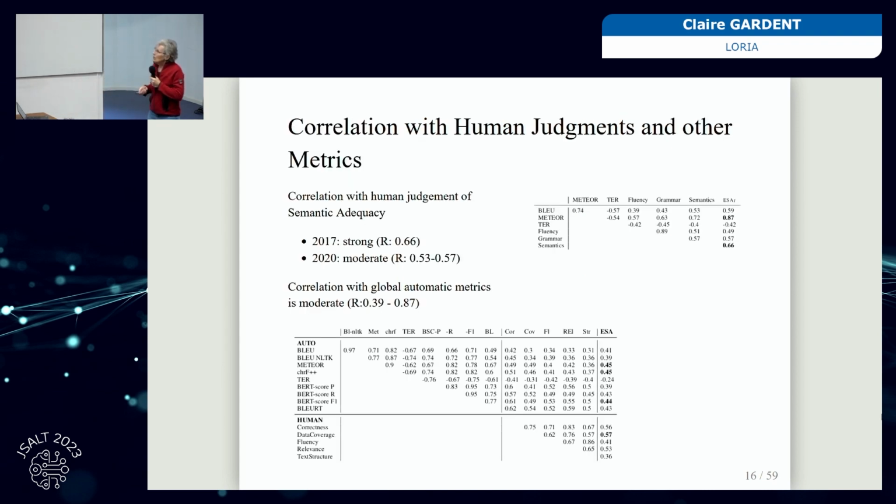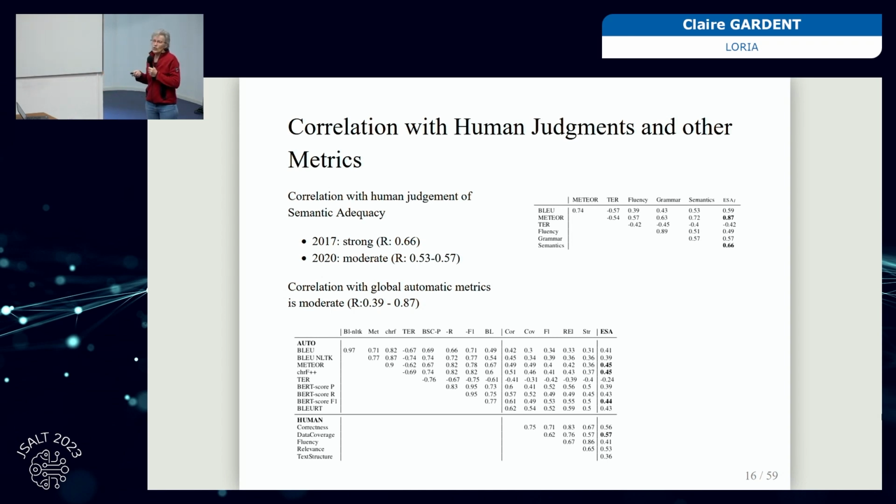So more generally, we compute correlation of this entity-based semantic adequacy both with human judgments and with the other existing metrics that I use in generation. And what we find is, the thing we were mostly interested in is how well it correlates with human judgment of semantic adequacy.